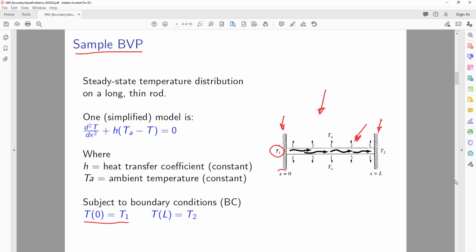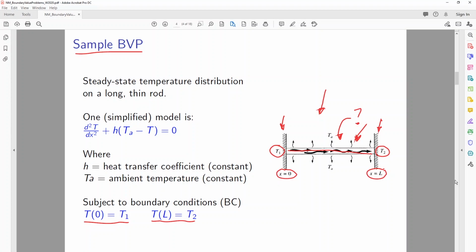Now we have this x point right here, x equals 0, and we know the temperature at this point. We also know the temperature at x equals L, T2. So these down here are our two boundary conditions. And now we want to know what effectively is the profile of the temperature along this rod right here.